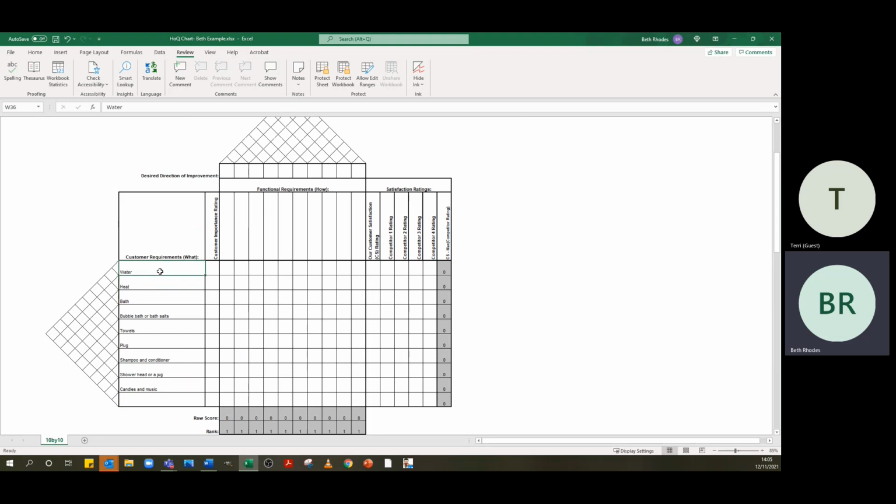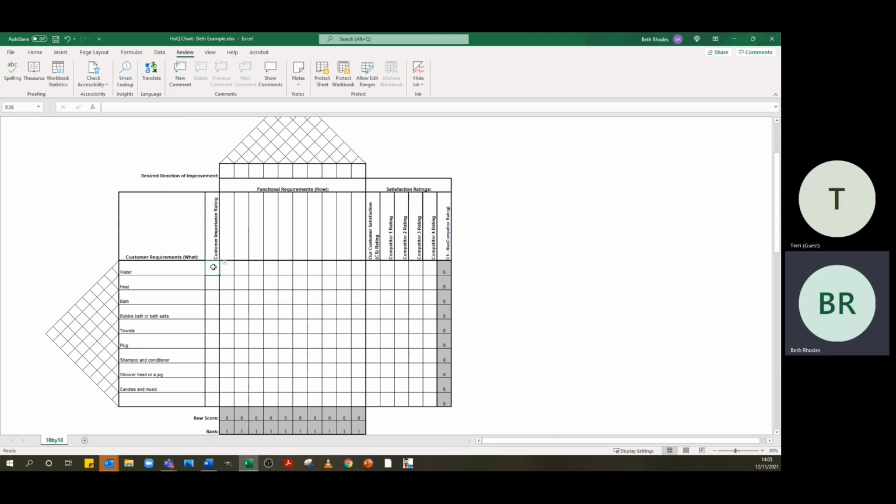They're going to want there to be water. They're going to want there to be heat. They're going to want an actual physical bath. They're going to want bubble bath or salts. They're going to want towels. They're going to want a plug. They're going to want shampoo and conditioner. They're going to want a jug or a shower head. And they're going to want candles or music. Okay, so let's give those an importance rating.